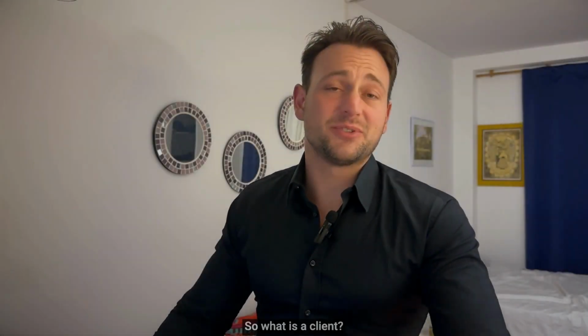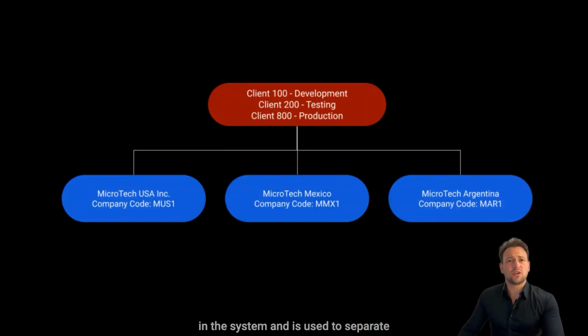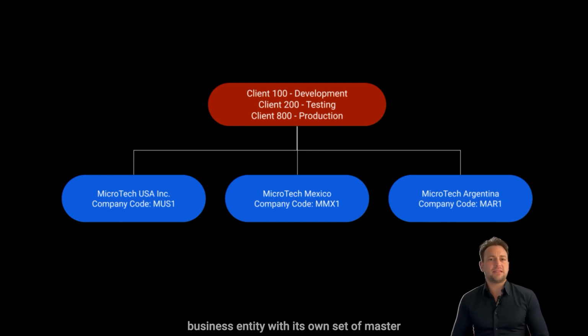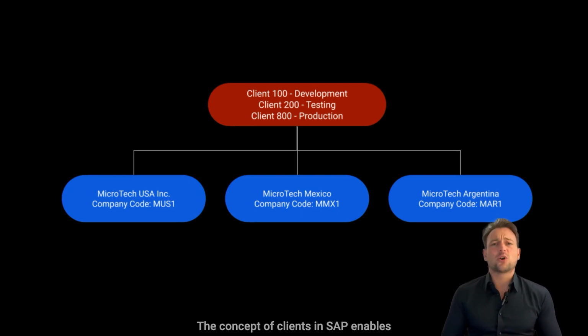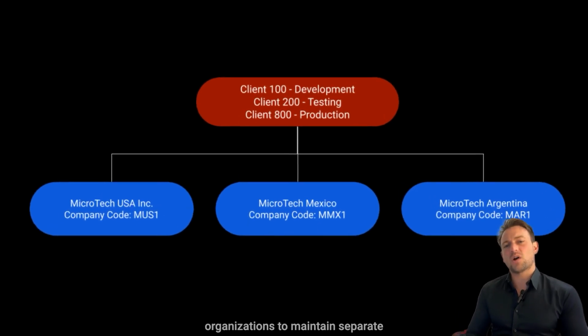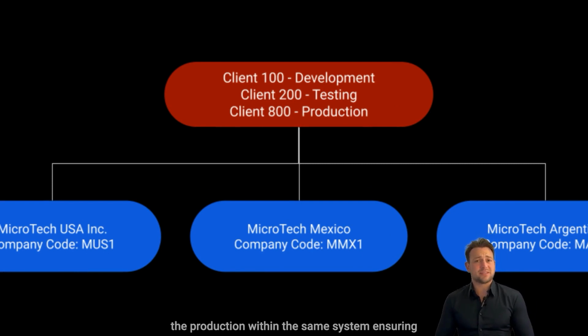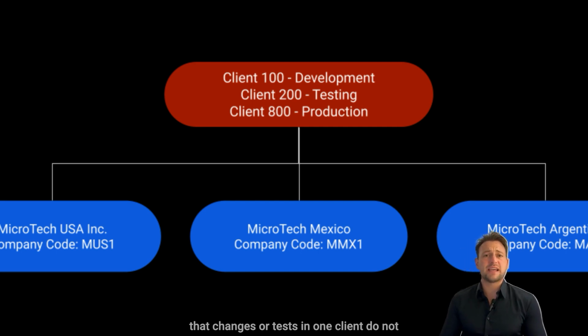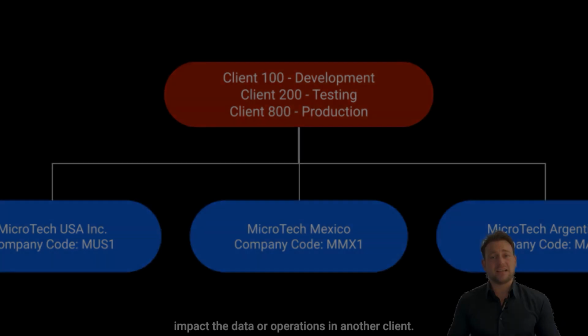Let's start with the client. So, what is a client? In SAP, the term client refers to the highest hierarchical level in the system and is used to separate that in the SAP environment. A client represents an independent business entity with its own set of master data, user data, and transaction data. The concept of clients in SAP enables organizations to maintain separate environments for development, testing, and production within the same system, ensuring that changes or tests on one client do not impact the data or operations in another client.